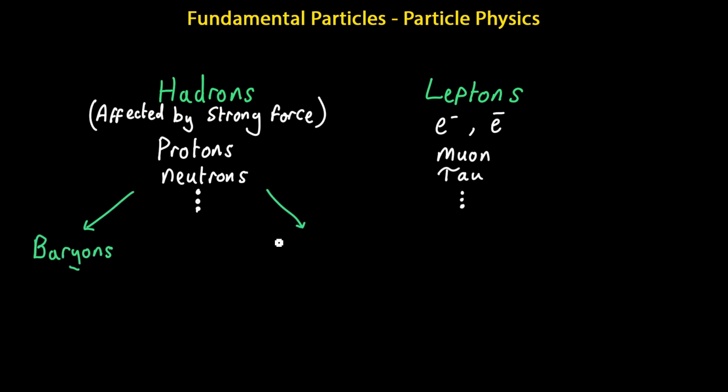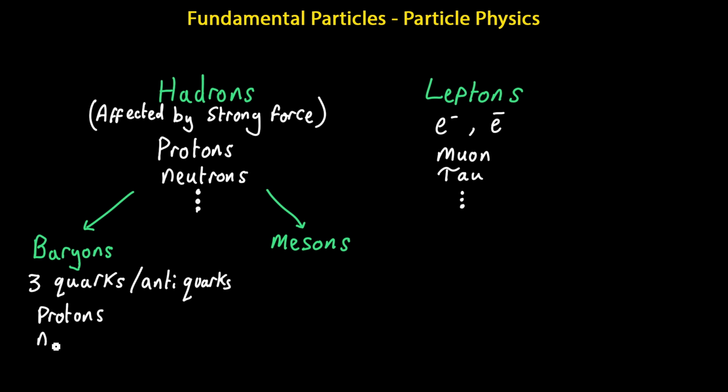Hadrons can be split into 2 further types, which we call baryons and mesons. All baryons are made up of 3 quarks or 3 antiquarks. So, given this fact, could we class protons and neutrons as baryons? Well, because all protons and neutrons consist of exactly 3 quarks of either the up or down variety, we can class them as baryons. All mesons, on the other hand, are made up of a quark and antiquark.